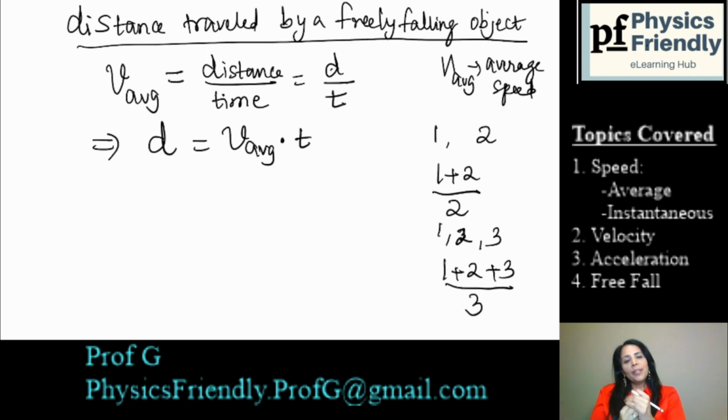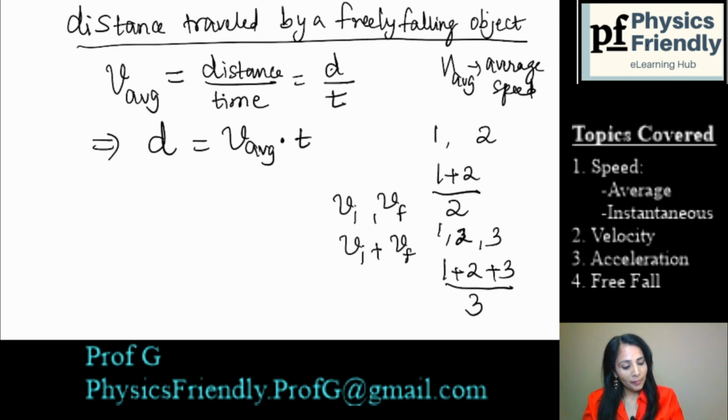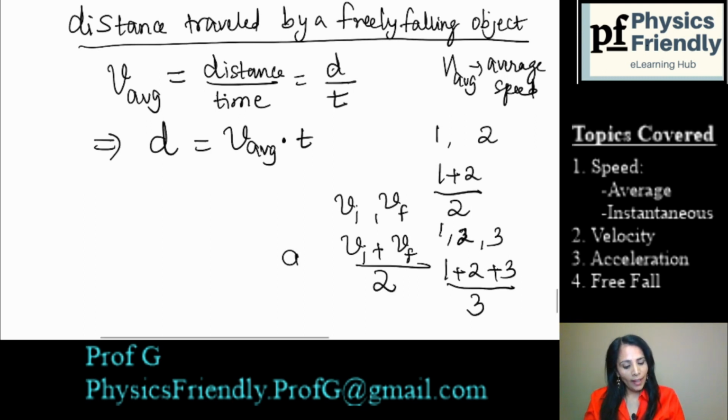So instead of numbers, how about if I give you velocities or speeds? Let me give you an initial speed and then a final speed. How do I calculate the average speed? If I give you two different speeds, same concept, I'm going to add them together and then divide by 2, because I have two speeds. So this is my average speed, right?